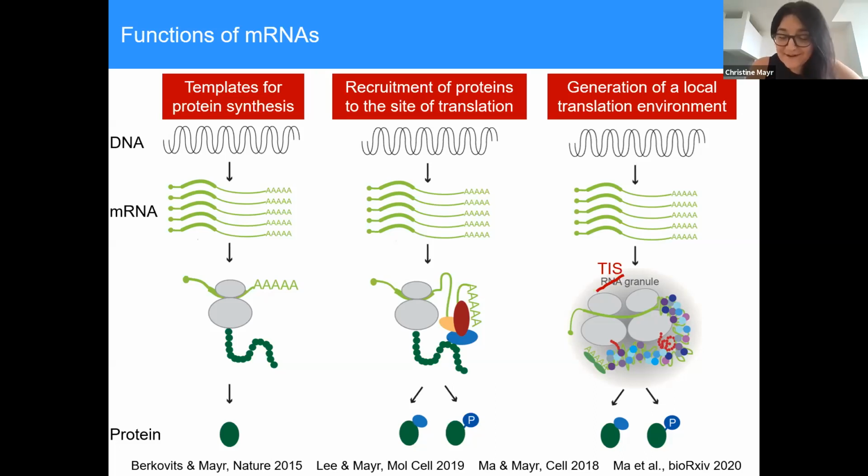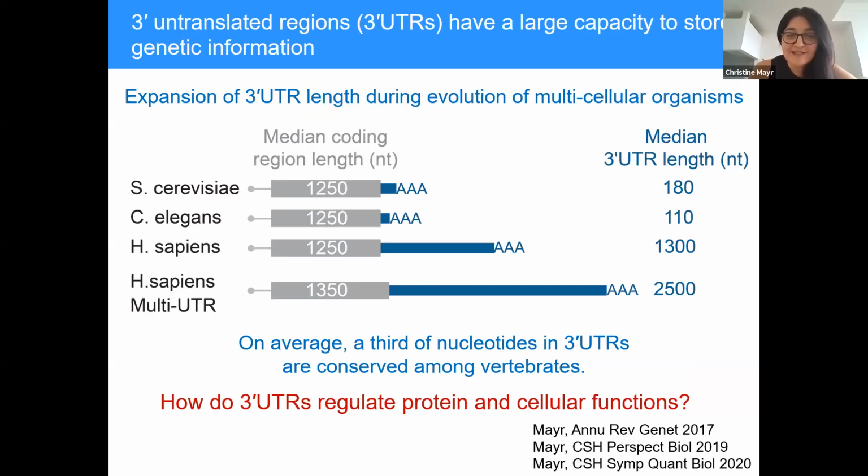So why am I so excited about 3' UTRs? When the human genome was sequenced, people were very surprised to find that the number of protein coding genes is actually quite similar between worms and humans. This led to the idea that it's mostly regulation that has increased in the evolution of multicellular organisms. This regulation is basically more enhancers, more non-coding RNAs, but one part of this increased regulation is actually contained in mRNAs, and it's due to longer 3' UTRs.